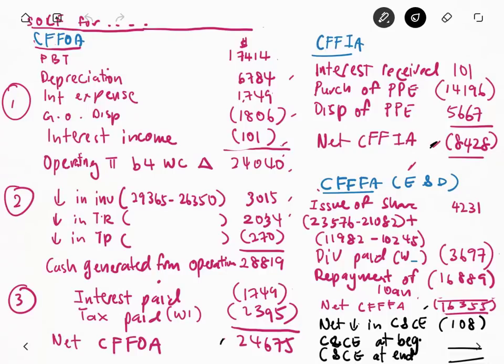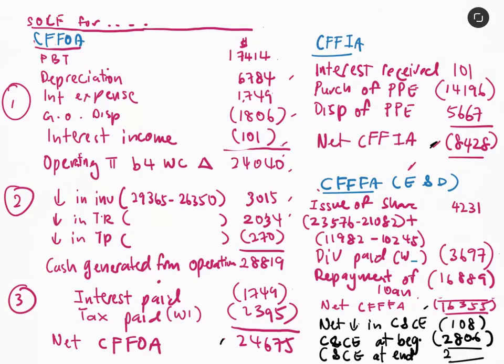Here, 2.806. Cash and cash equivalent at the beginning, get from your working, 2.806. And at the end, 2.914.